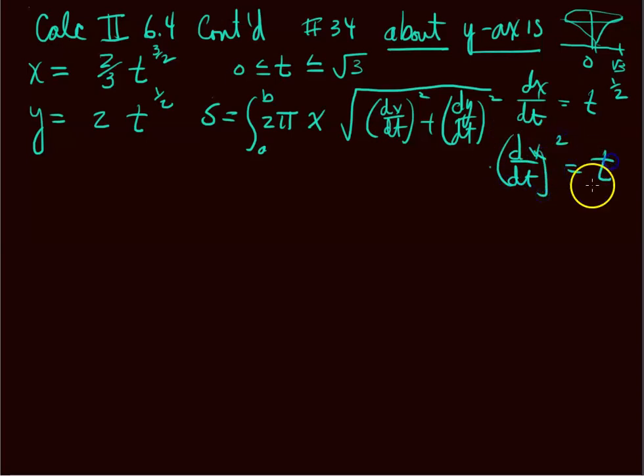It's just t. Does that make sense? But it's really not just t, it's the absolute value of t. Now the absolute value of t is not a problem because t goes from 0 to the square root of 3, and so we don't have to worry about that too much.